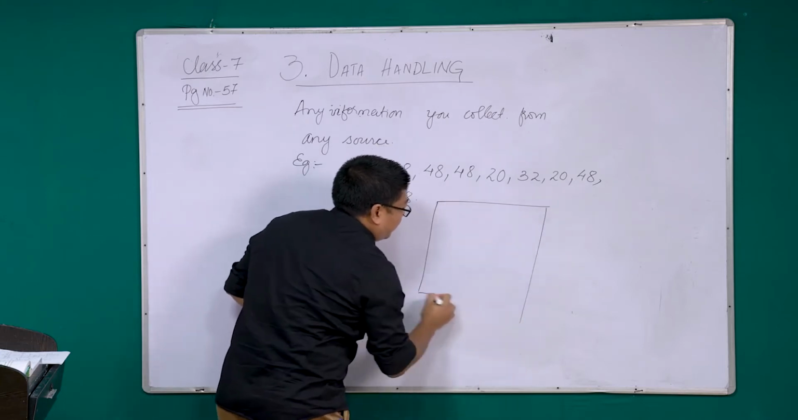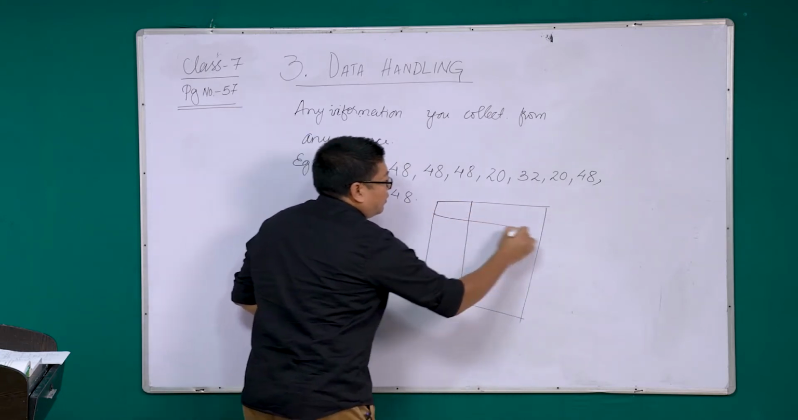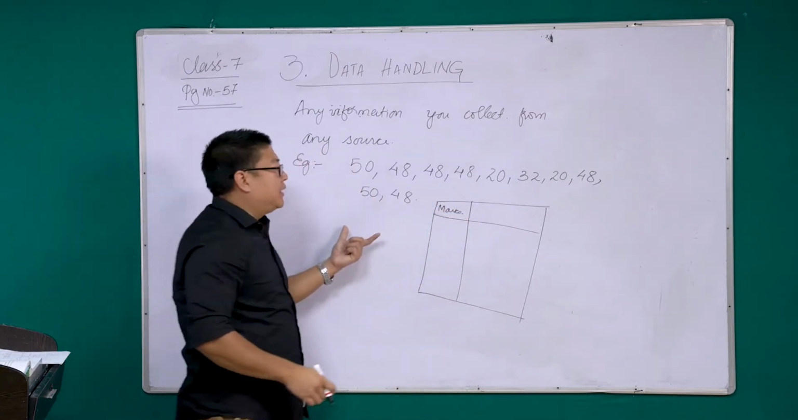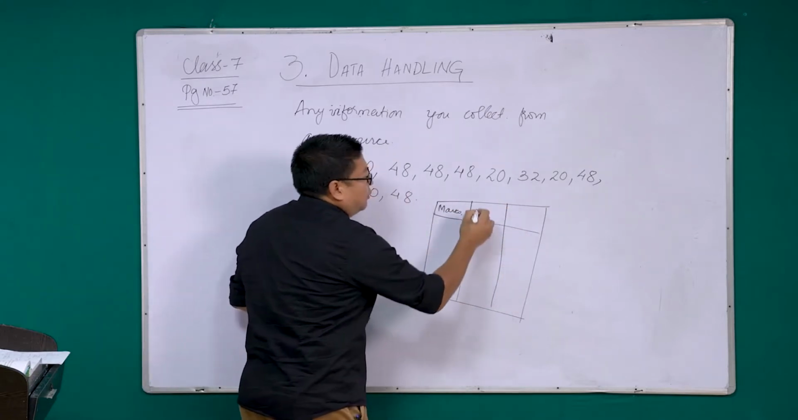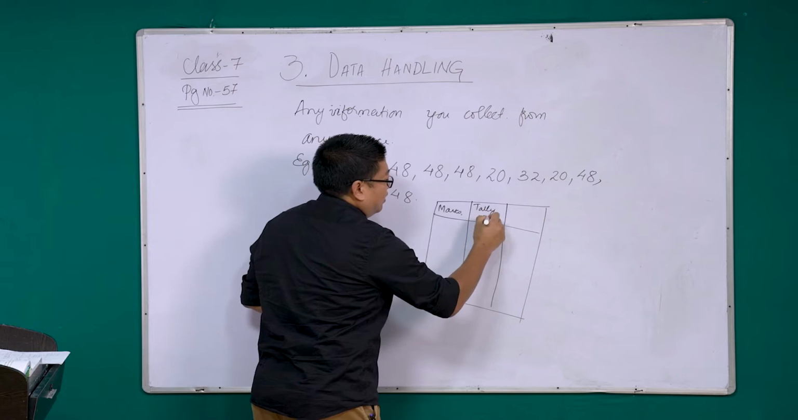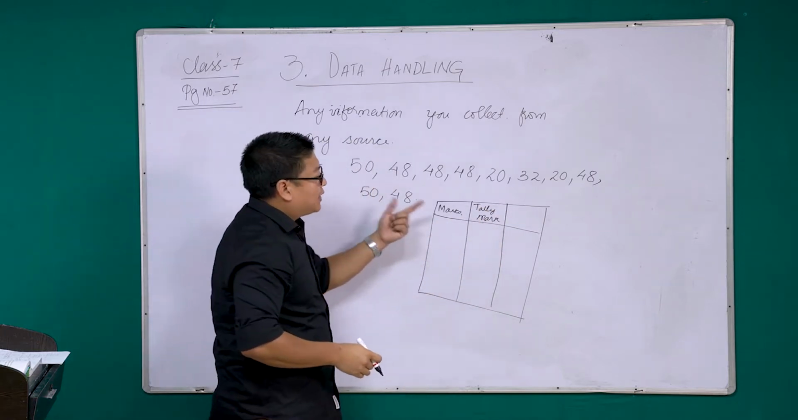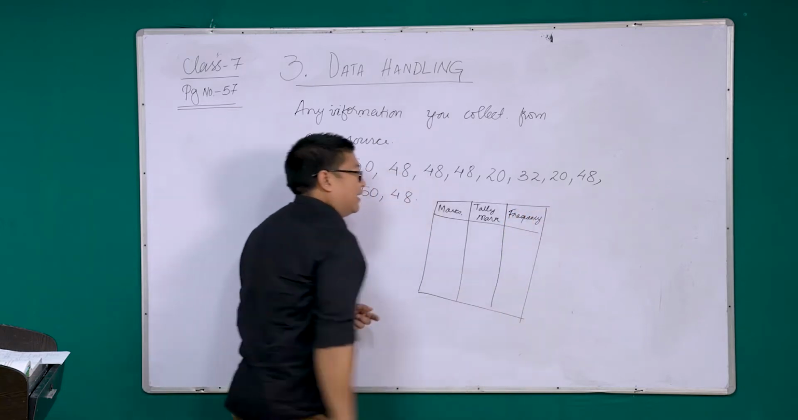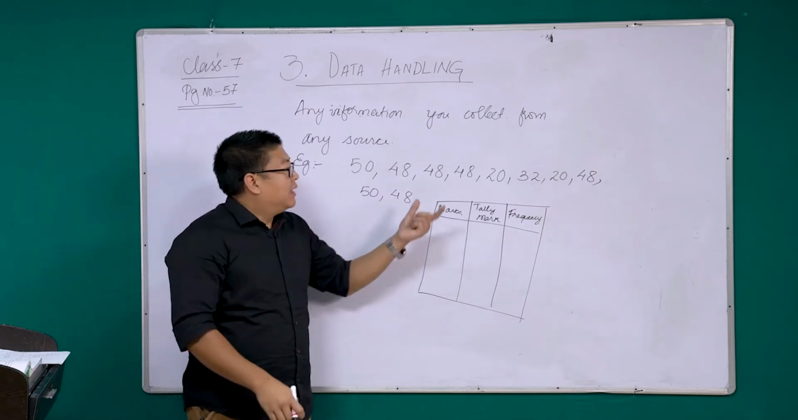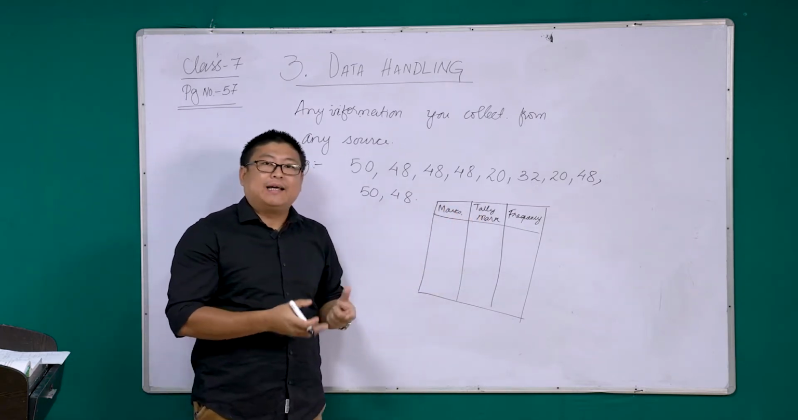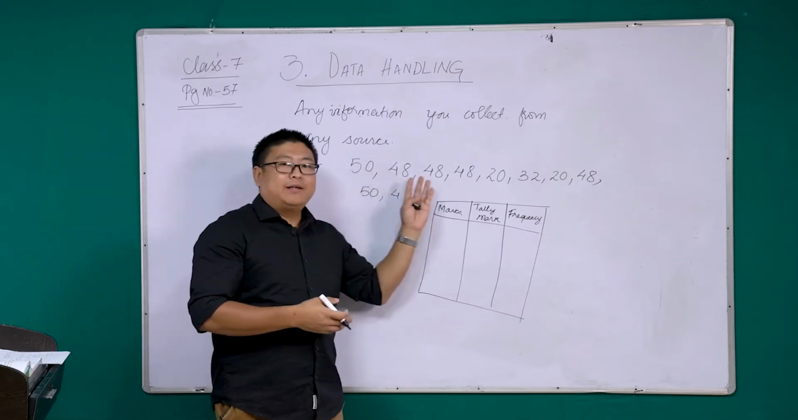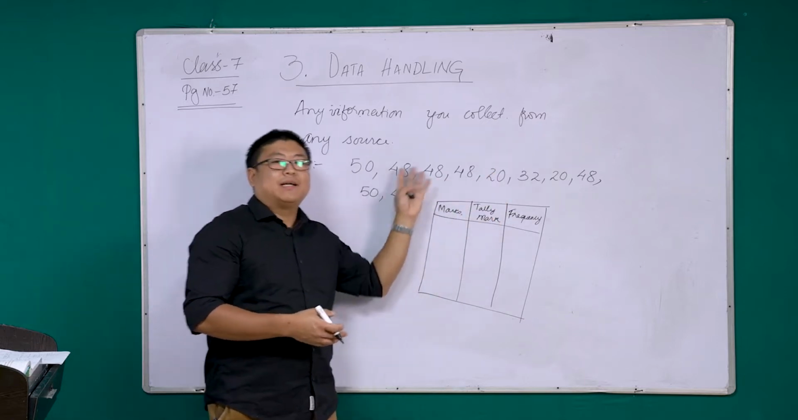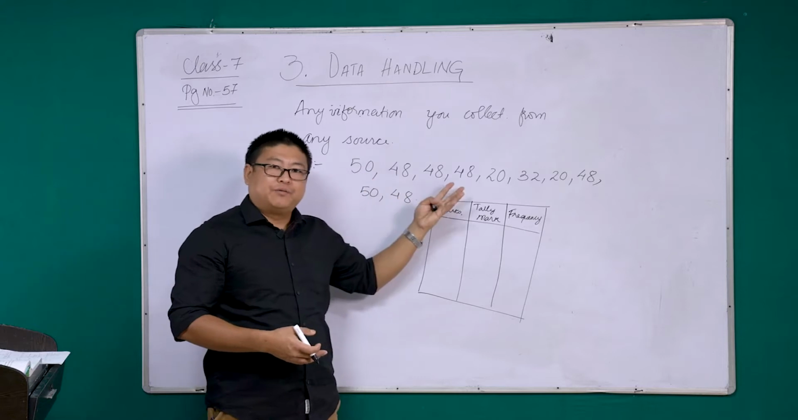Now the first thing that we are going to do is the first column we're going to allot to marks. We have already learned about this. Now the next column will be for tally marks. We will shortly come to what tally marks are. And finally, we have learned about frequency. Frequency simply means the number of times a particular data is repeating itself. Here the data are nothing but 50, 48, 48, 48, 20, all these numbers that are given. These are the data, or you can call them observations also.